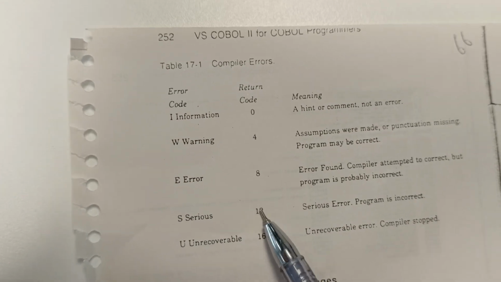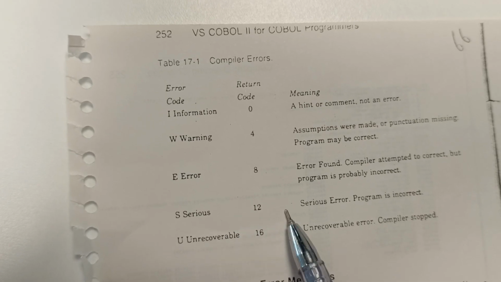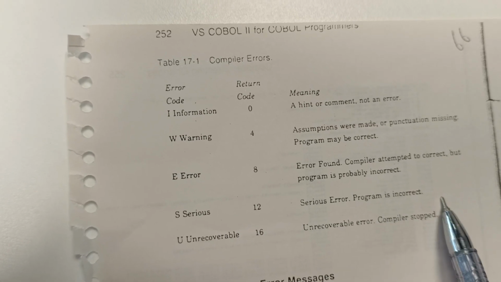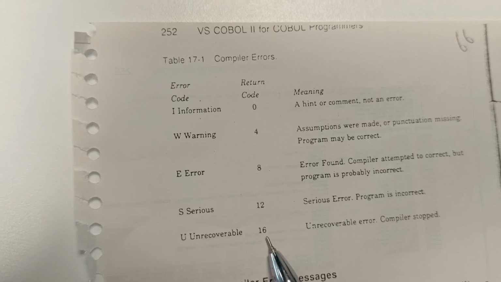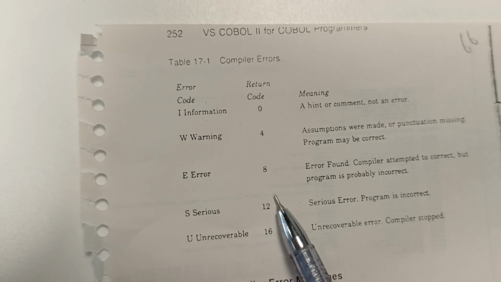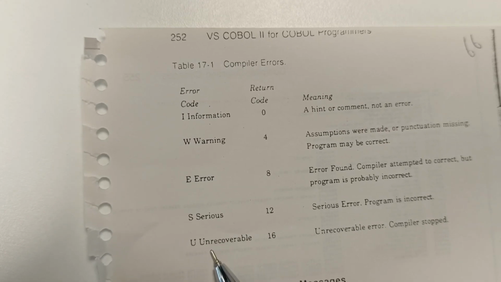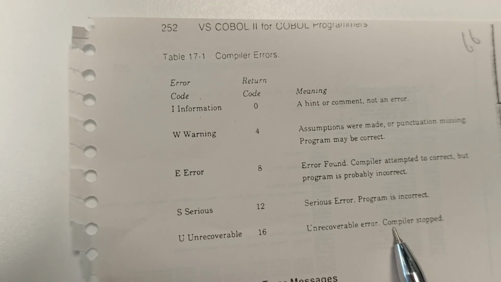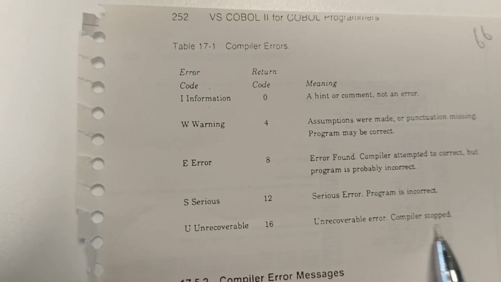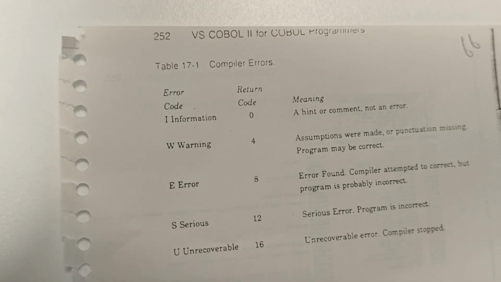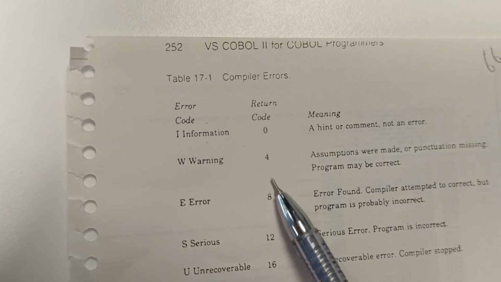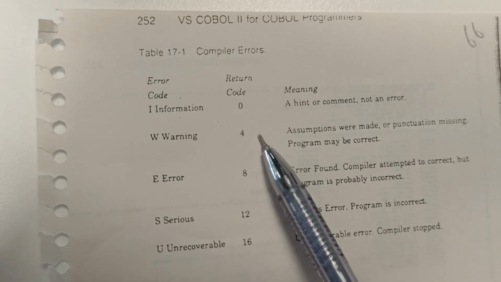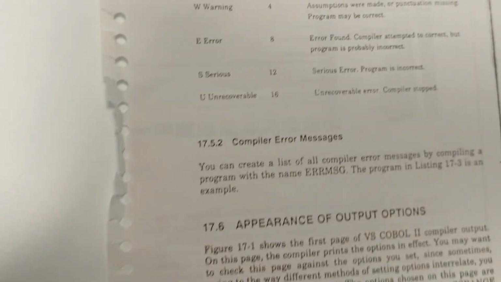Next one is return code 12, which is a severe, serious error, where the program is incorrect. And the next one is return code 16, which is an unrecoverable error, where the compiler stops. Mostly the logic errors will get a 16 error code. These are the five return codes in the COBOL compilation.